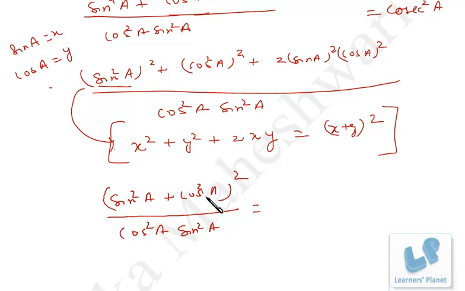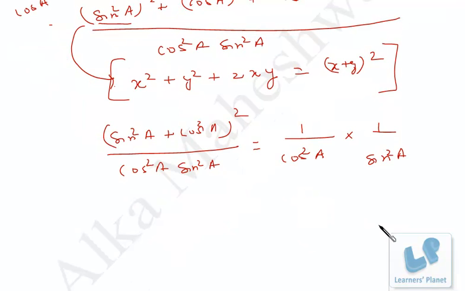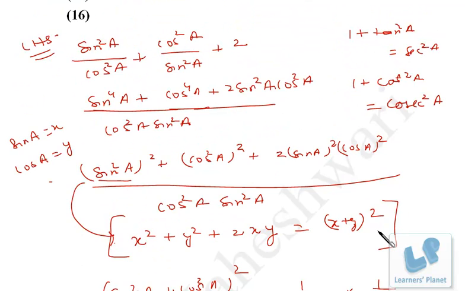Now we know sin square A plus cos square A is what? 1. So 1 square will be 1 only. So it's 1 upon cos square A into 1 upon sin square A. So 1 upon cos square A will be sec square A into 1 upon sin square A is equal to cosec square A. So that's RHS, right? So either way we can go.